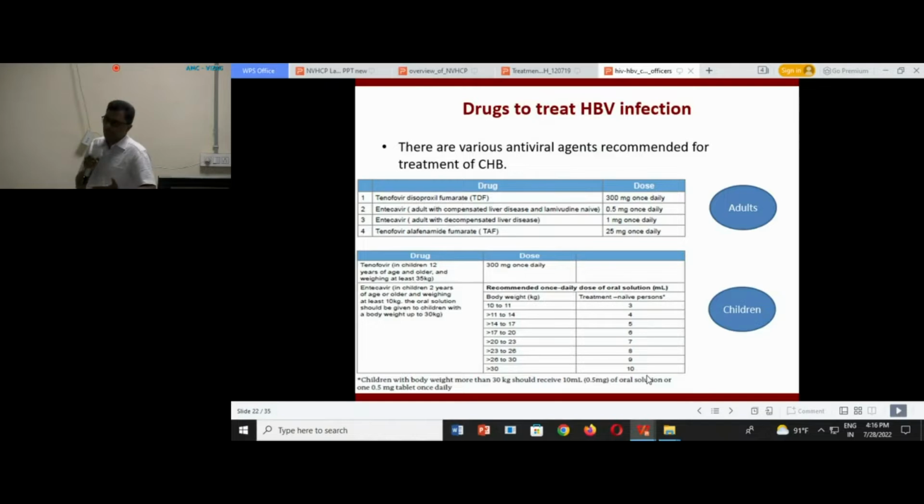But I think my seniors would have remembered that lamivudine, telbivudine, all these drugs were there. But the problem with those drugs was they have high resistance. So these drugs have very low resistance patterns. So we need these kind of drugs in a population so that it can be given easily for all the population. So these are the basic drugs which are being given right now in our control program.